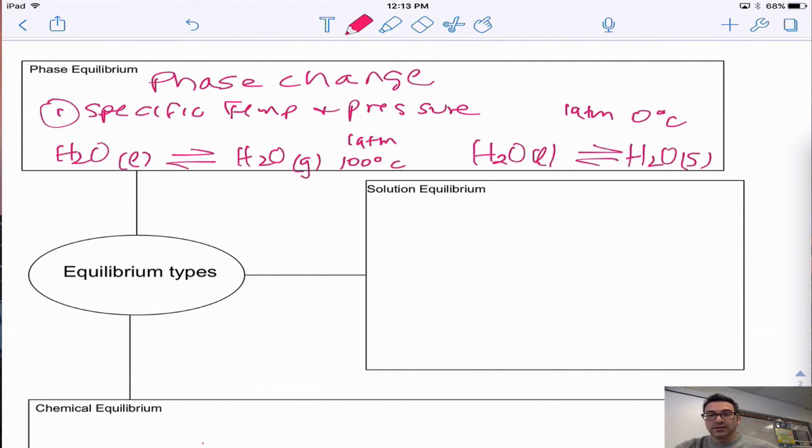And this is because of our equal rates. We have rates going forward, rates going in reverse. Those rates are equal. There's no visible changes in equilibrium. And we'll talk about the misconceptions on the next slide, kind of give you an idea about this.